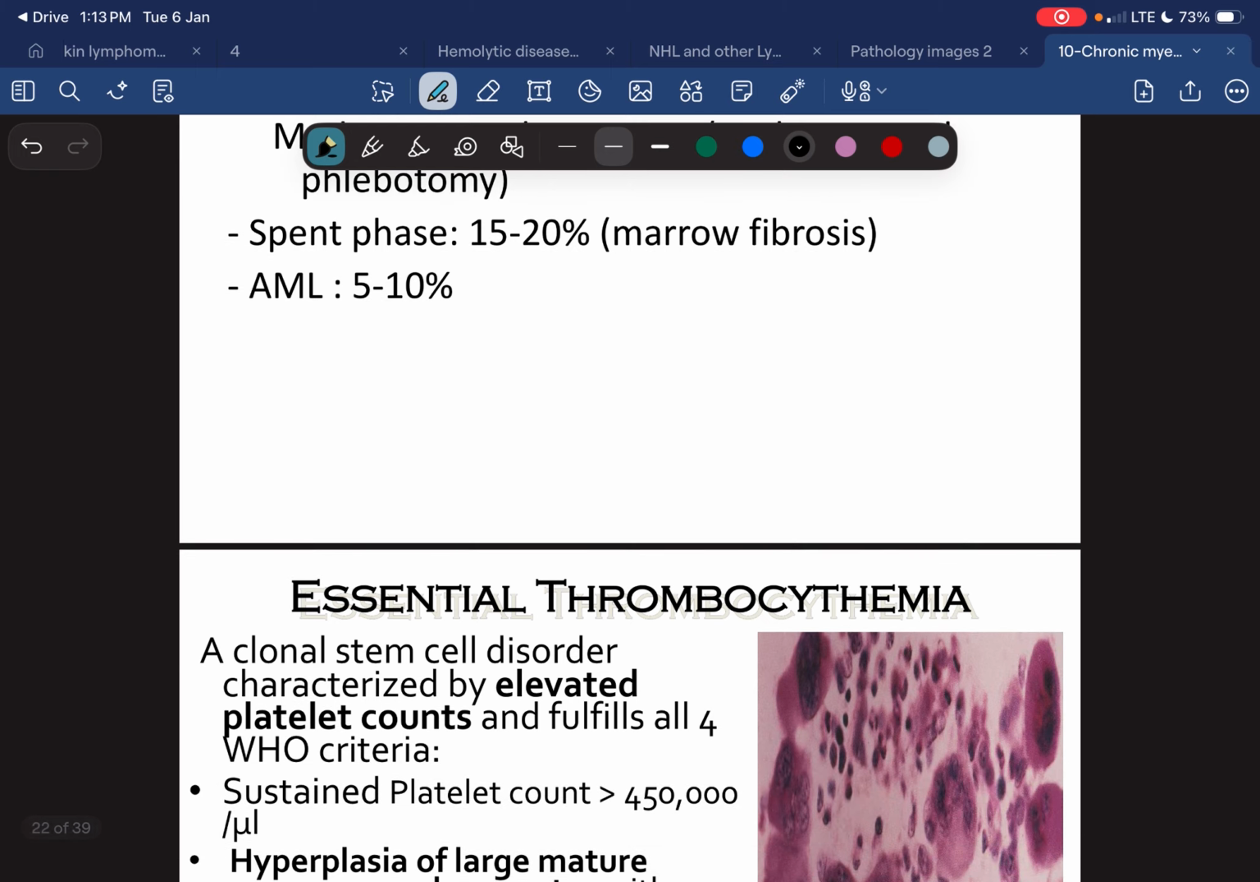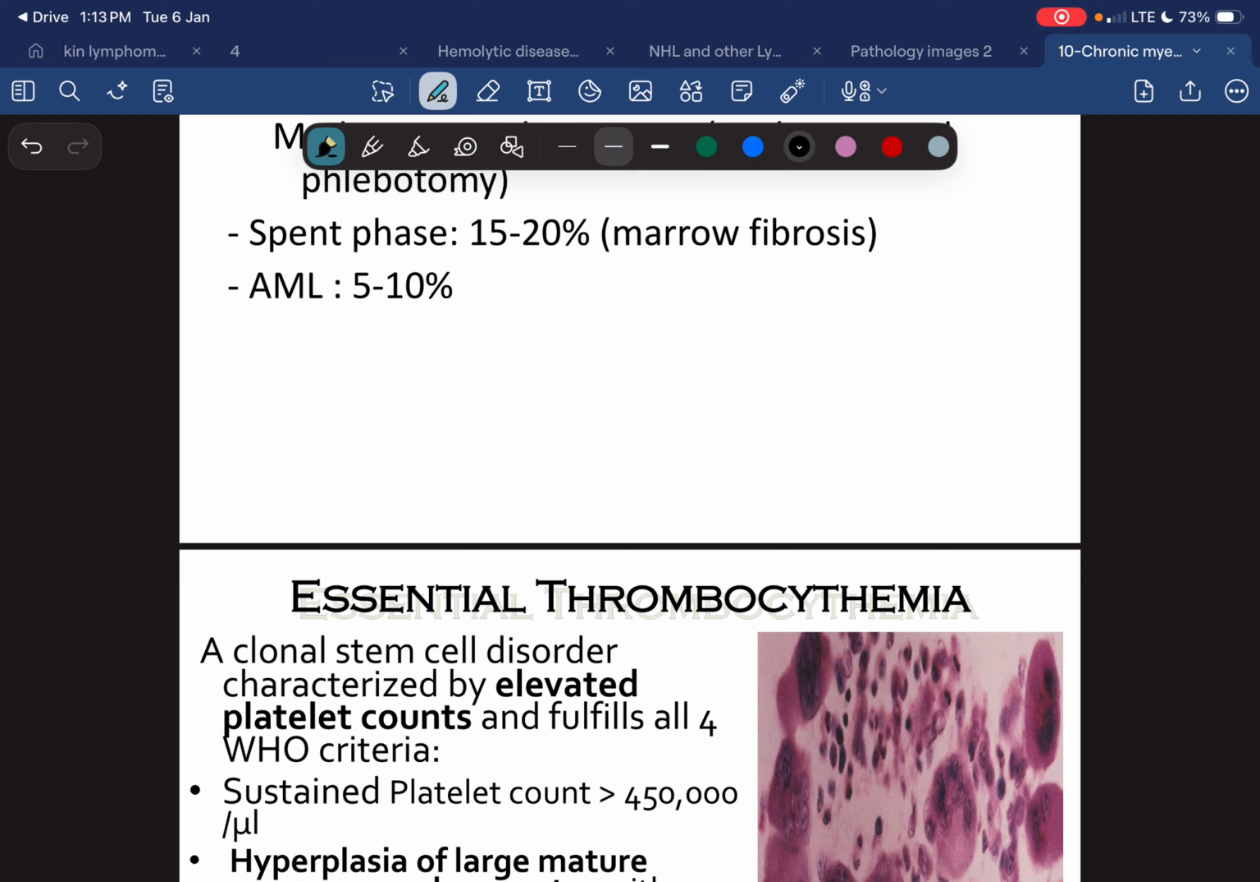Again, until you appreciate the overlap between all these diseases, the most important thing is to know any characteristic feature in each one of them. Okay? Mutation, certain symptom, presentation. These are the most important things, but there is a lot of overlap between them. Even in diagnosis, they are not easy diseases.